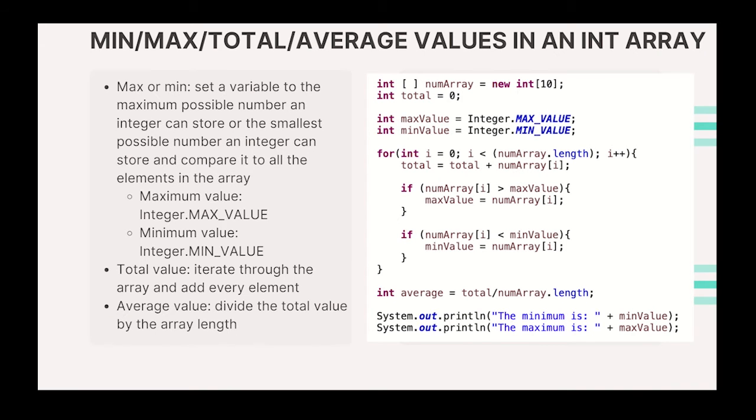Alright, there's a lot of things that we can do with arrays, and one of those is finding the maximum, minimum, and total average value stored in an integer array. If you want to find the maximum or minimum value, you're going to set variables to the maximum possible number an integer can store, or the smallest possible number an integer can store, and then you're going to compare it to every single element in that array to see if it's bigger or smaller. If it's bigger, then that's going to be your new maximum, and if it's smaller, that's going to be your new minimum. If you want to find the total, you're just going to use a variable and then add every single value that you have stored inside of your array to that total. And if you want to find the average, you're just going to take your total and divide it by the length of your array.